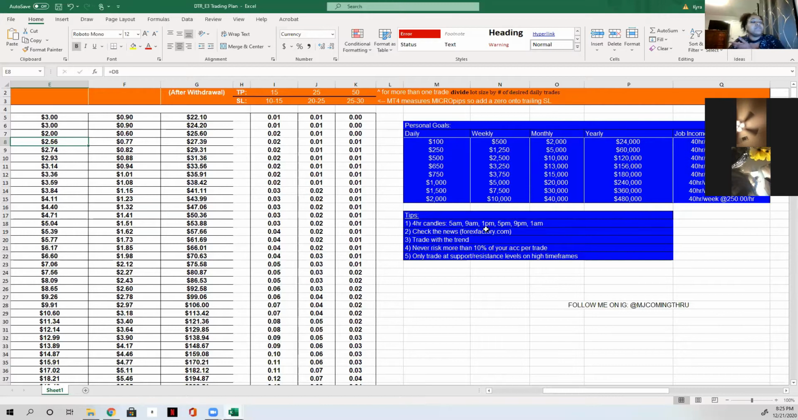I'd also give some tips. So I do love to just point this out. The 4-hour candle time frame. A lot of people don't know when the 4-hour candles start. 5 a.m., 9 a.m., 1 p.m., 5 p.m., 9 p.m., 1 a.m.